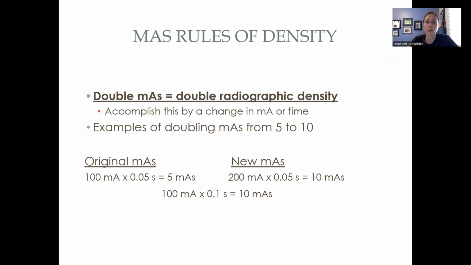So if we want to double our MAS, we can now set our MA at 200, or we can double our seconds to 0.1 second. And both of those will give us a quantity of 10 MAS. Okay, you will need to know how to do this because you will see it again on quizzes and such, okay?